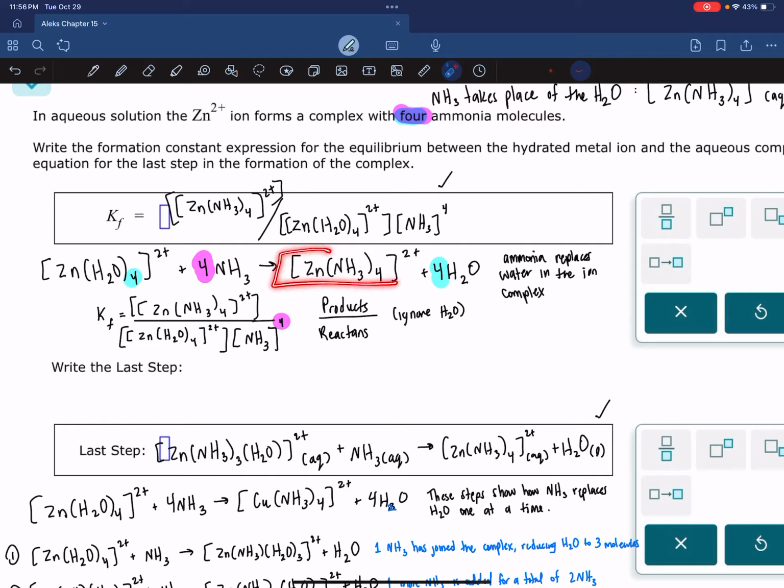So I'm just going to take my zinc NH3 with my 2+ charge, pop that into the numerator, and then put these two guys into the denominator. Always remember that if you have a coefficient here like I do on the NH3, I'm going to raise it to that coefficient. Be careful here with your brackets. Follow this format because this works when you input it into ALEKS.